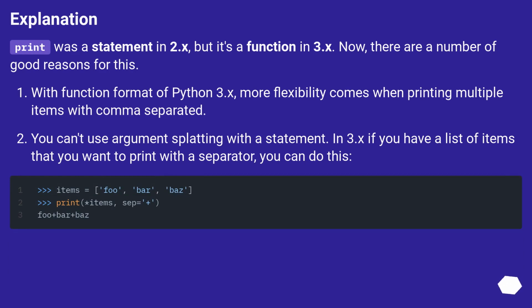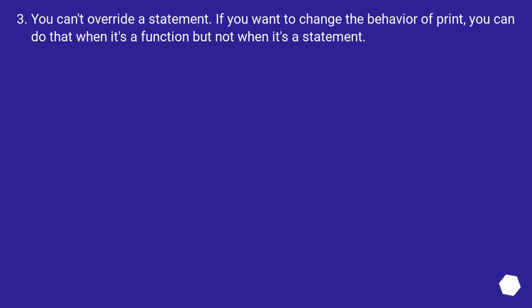Now, there are a number of good reasons for this. With the function format of Python 3.x, more flexibility comes when printing multiple items with comma separation. You can't use argument splatting with a statement. In 3.x, if you have a list of items that you want to print with a separator, you can do this. You can't override a statement. If you want to change the behavior of print, you can do that when it's a function but not when it's a statement.